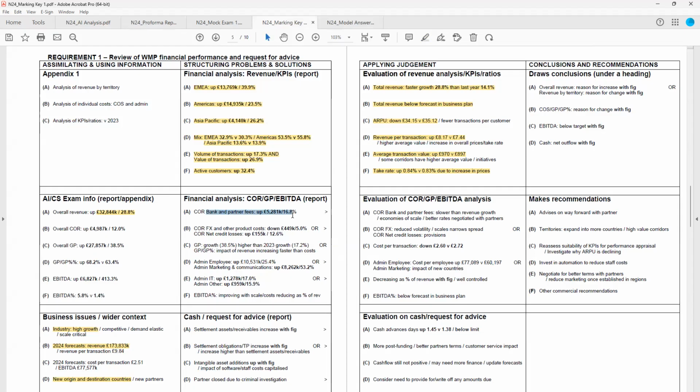So bank and partner fees, number, and then the reason from the exam paper. And we can see these two were combined together. So we'd get the mark, and we did both, but we can see here we've got the number and then the reason.